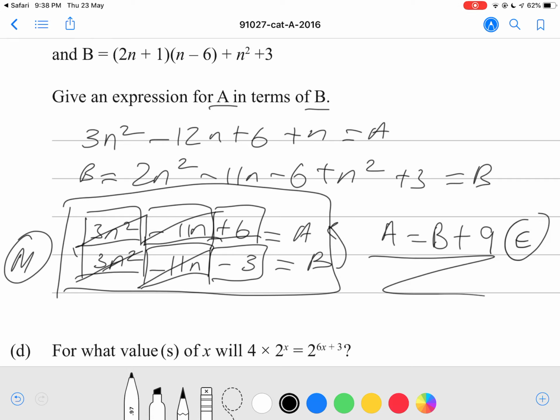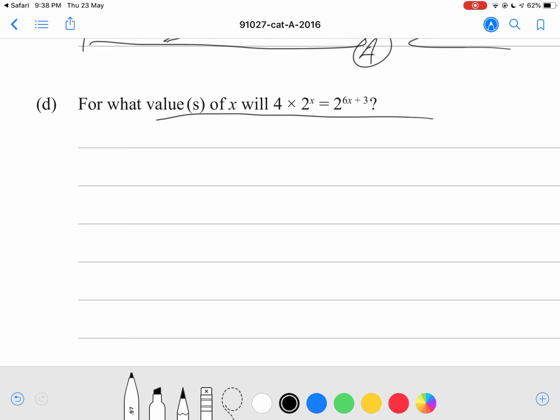Alright, moving along. For what values of x will 4 times 2 to the power of x equal 2 to the power of 6x plus 3? So basically, we want to make everything have the same base. If everything has the same base, we can just remove the base and make it in terms of x. You have a 4 here and 2's here, so you want to change the 4 into base 2. So 2 to the power of 2 equals 4. So you can say 2 to the power of 2 times 2 to the power of x equals 2 to the power of 6x plus 3.